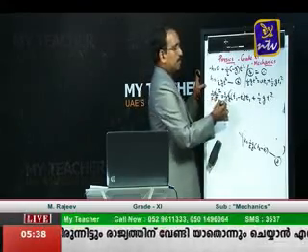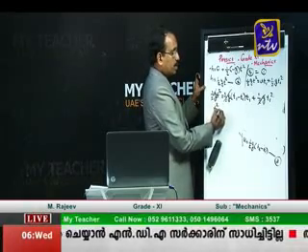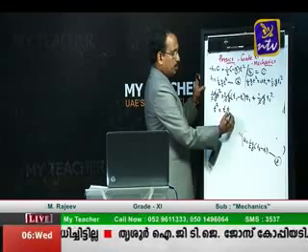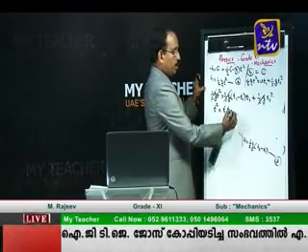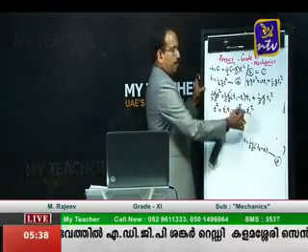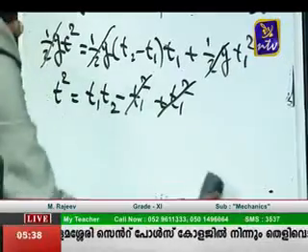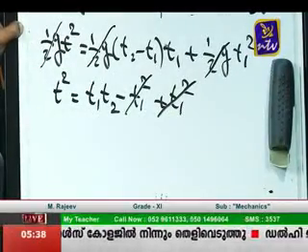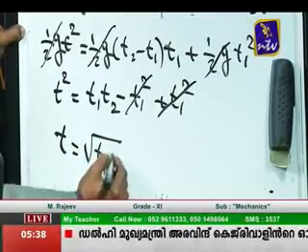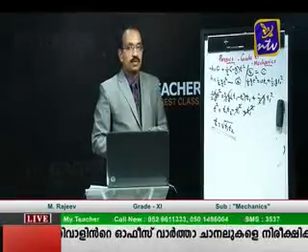Now, you see half g can cancel throughout. So, what do we get? T squared is equal to, just multiply this, t1 t2 minus t1 squared plus t1 squared, minus plus cancel off. So, finally, we have reached the destination. We have reached the final answer, that is t is equal to square root of t1 t2. Okay, so we have got the equation.